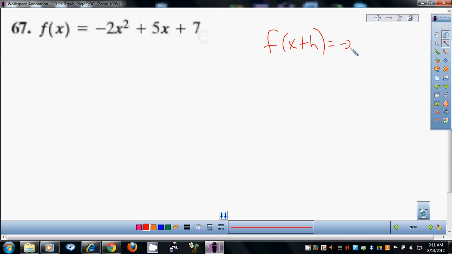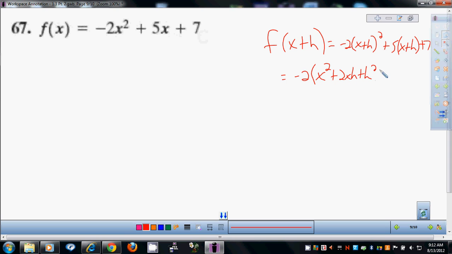So that's going to be negative 2 times x plus h squared plus 5 times x plus h plus 7. Negative 2. Now, if you just went back one slide, x plus h squared will always be that same thing we already FOILed once. You can FOIL it by hand a little slower if you want to, but anytime you square the same thing, it's going to get you the same thing every time. So, plus 5x plus 5h plus 7.